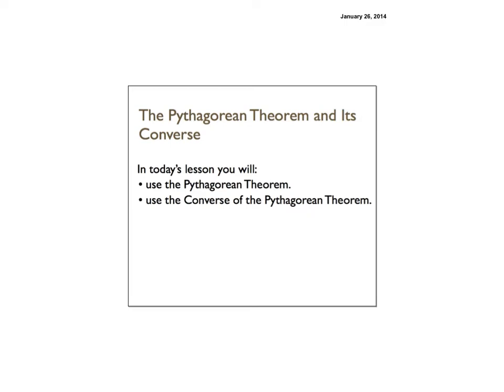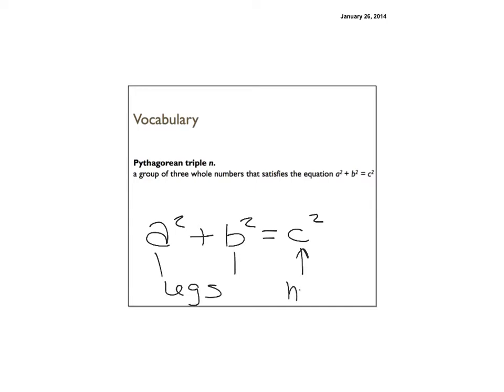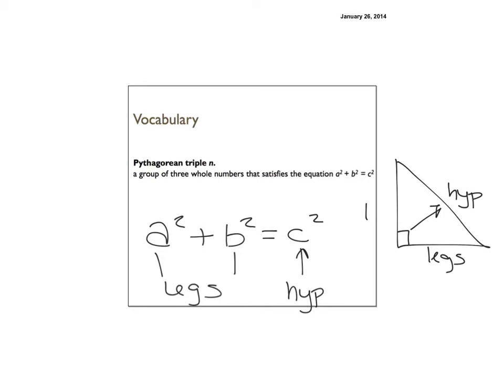Today we're going to be talking about the Pythagorean theorem and its converse. Just a reminder that the Pythagorean theorem is a squared plus b squared equals c squared, where a and b are the legs and c is the hypotenuse. Remember that the hypotenuse is the side across from the right angle. The other two are the legs, and those are attached to the right angle.